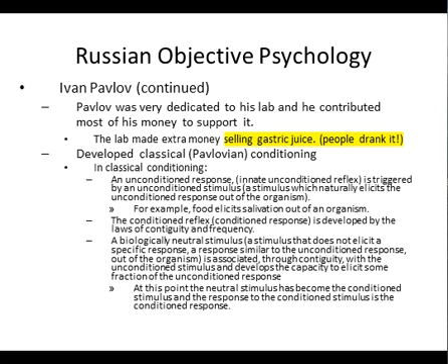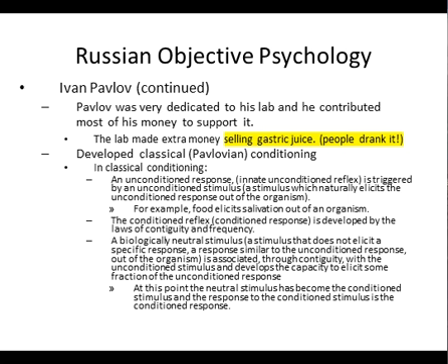So, Ivan Pavlov. Pavlov was very dedicated to his lab, and he contributed most of his money to support it. The lab made this money by selling gastric juices. People would drink them, apparently. He developed this classical or Pavlovian conditioning. In classical conditioning, an unconditioned response, an innate unconditioned reflex, is triggered by an unconditioned stimulus, a stimulus which naturally elicits the unconditioned response out of the organism. For example, food elicits salivation out of an organism.